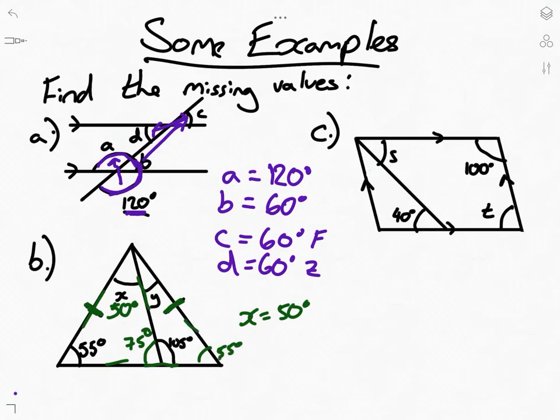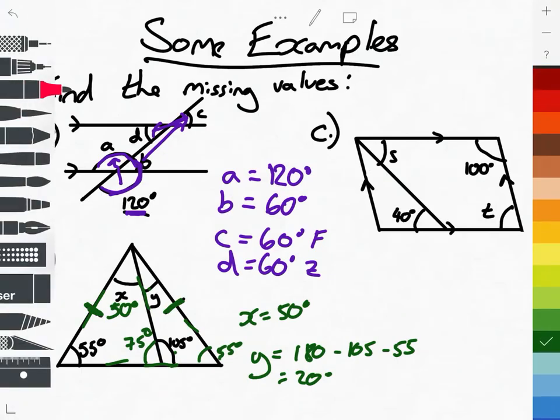Oh, let's just do the little triangle. So we've got 55, 105, and something. So Y equals 180 take away 105 take away 55. So 180 take away 105 is 75, take away 55 is 20 degrees. Okay, hopefully you all followed along with that one.